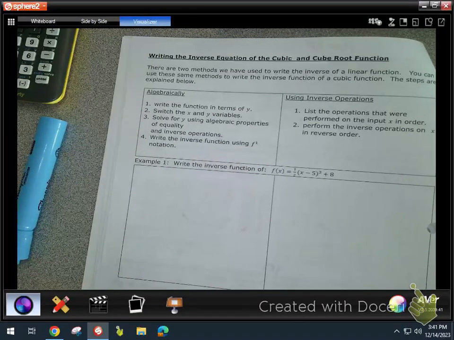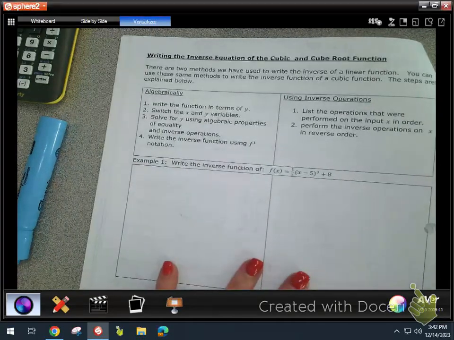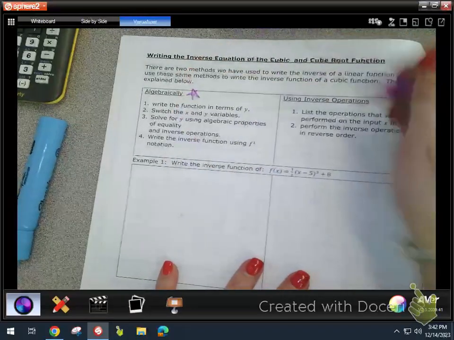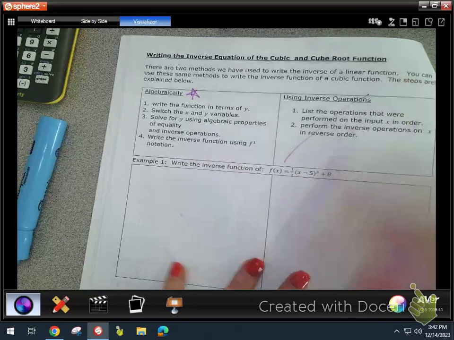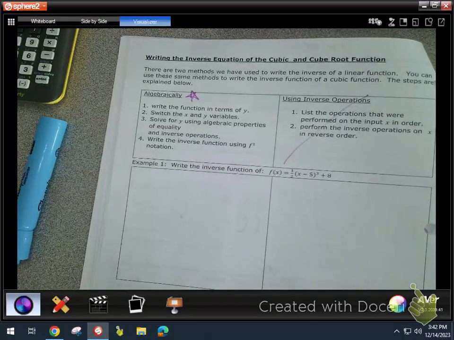So here we go, flip over. There's two methods that we use to write the inverse of a linear function. I think for the most part, most people prefer to do it this way. So if y'all are okay, I don't think I'm going to do it that way. Are we okay with that? Okay. I'll just show you one way. If you would like to go back to the other one, I'd be happy to work with you on that.